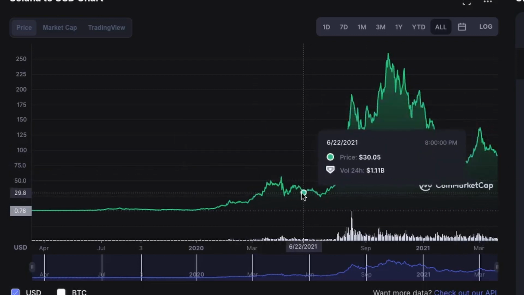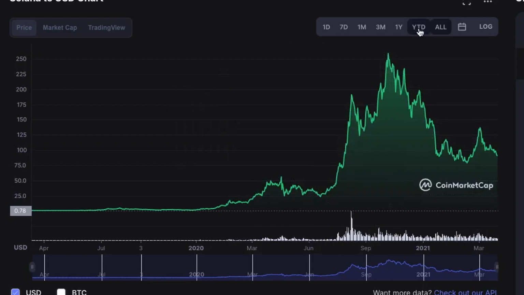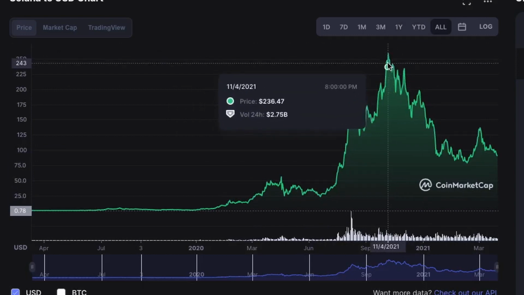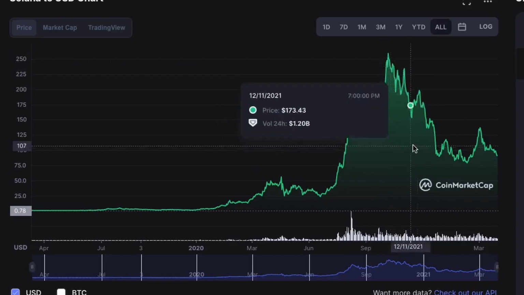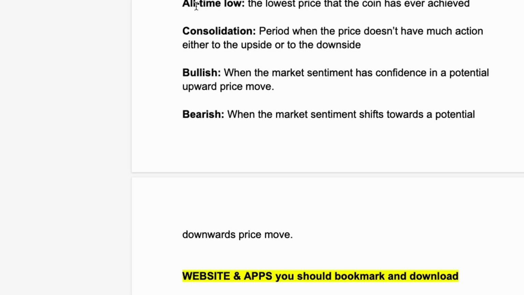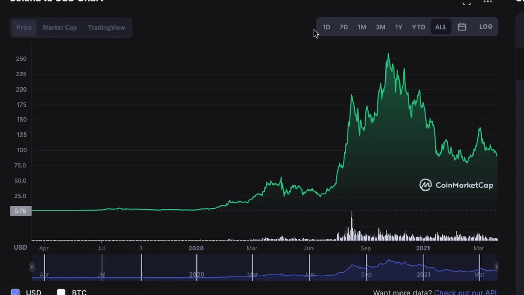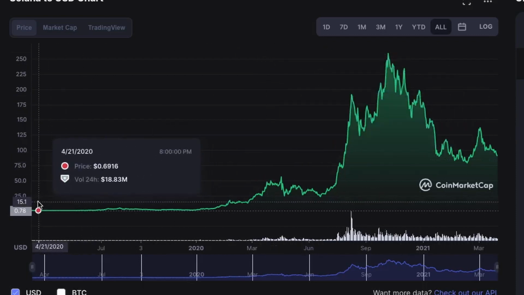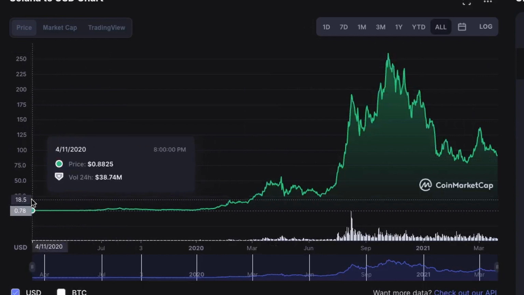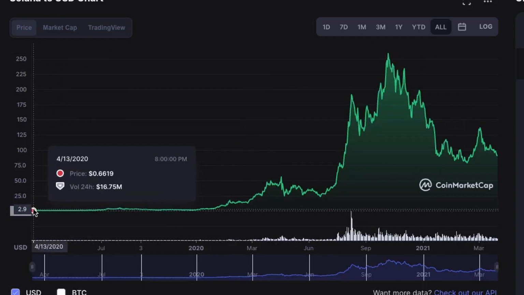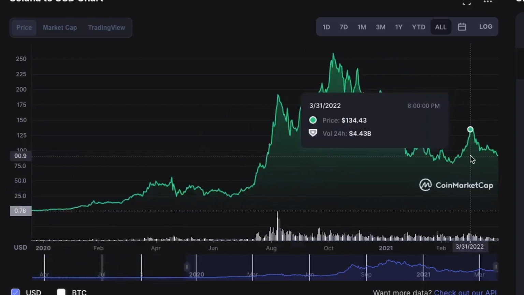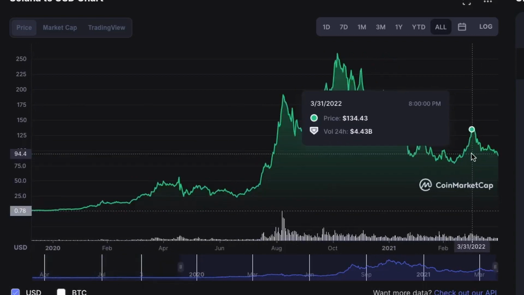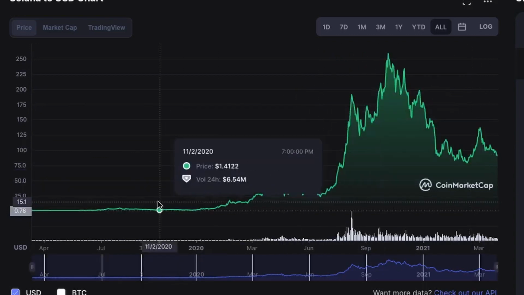So you definitely need to understand and look at the chart right here and understand when the all-time high was. So that's one of the basic terms. And the other one is all-time low, which is the lowest price that a coin has ever achieved. So if we take into consideration, let's say 66 cents was the lowest price, we will never see that happen. I will probably never see Solana at 60 cents again, not in our lifetimes.